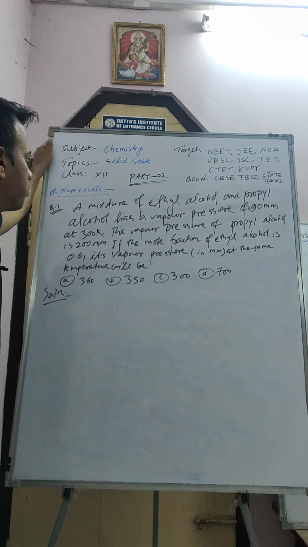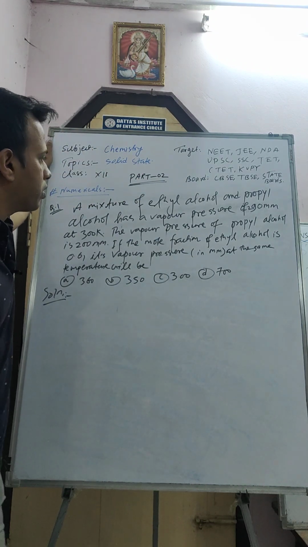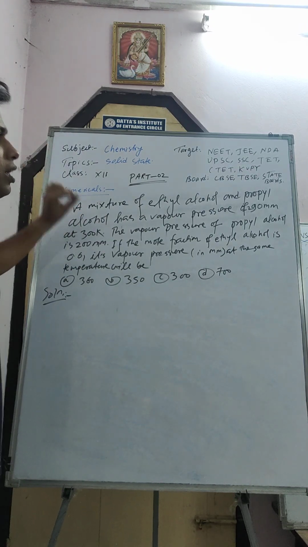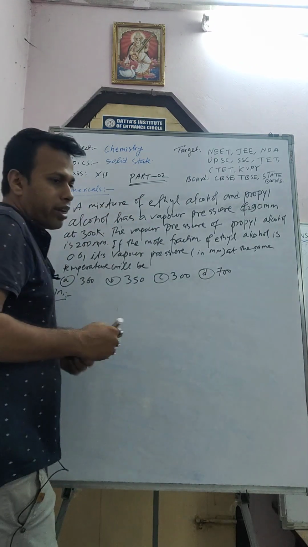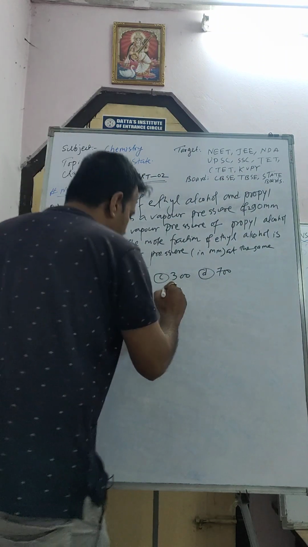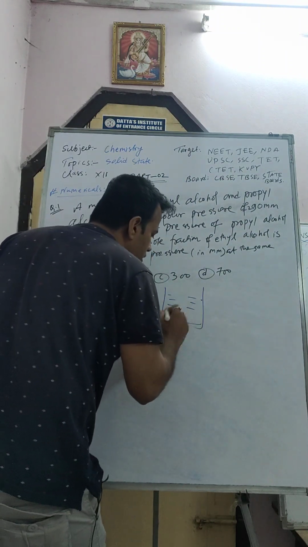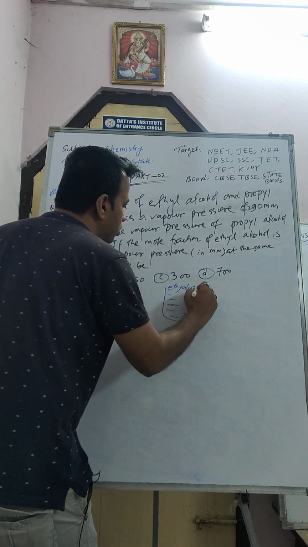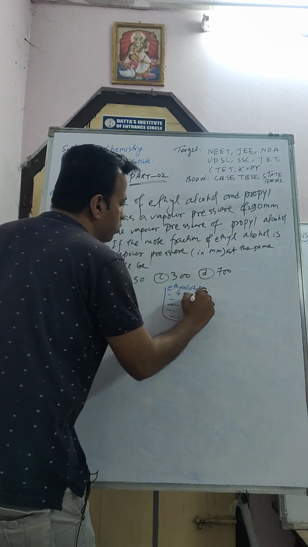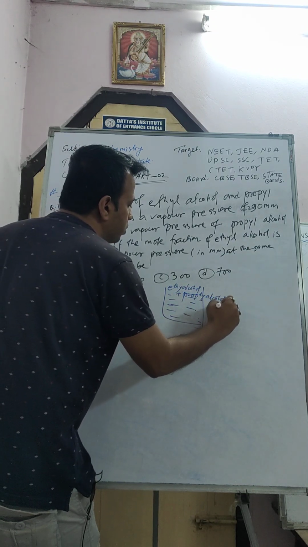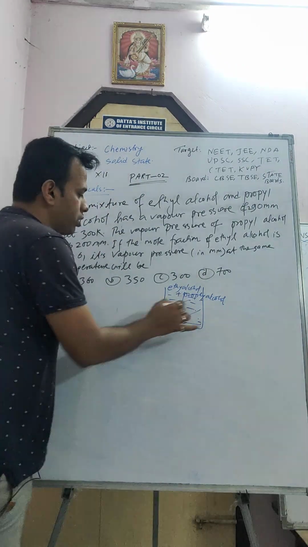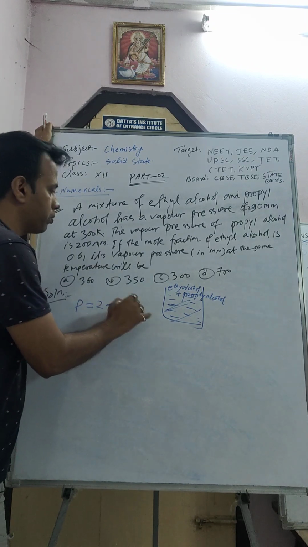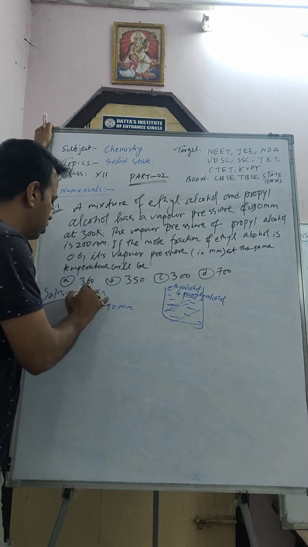Our first question is: a mixture of ethyl alcohol and propyl alcohol has a vapor pressure of 290 mm at 300 K. Okay, at the temperature of 300 K, the vapor pressure of the mixture is 290 mm. Suppose this is one mixture of ethyl alcohol and propyl alcohol. So what is given here, sir? The total vapor pressure of the mixture is 290 mm. This one is given.